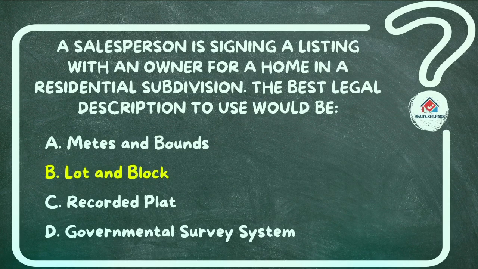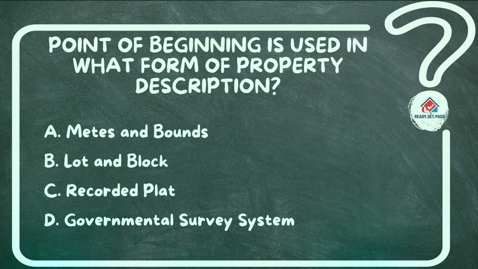And so we can see it is a subdivision, so the key word there is going to be subdivision. That's one that we absolutely need to know as well. So again, just as long as we know the key terms that are associated with those, we should be in good shape there. Point of beginning is used in what form of property description? As we said, point of beginning is metes and bounds. So as long as we know the three forms of property description, and as long as we know the key terms that are associated with each one, you're going to be in good shape on this particular topic.